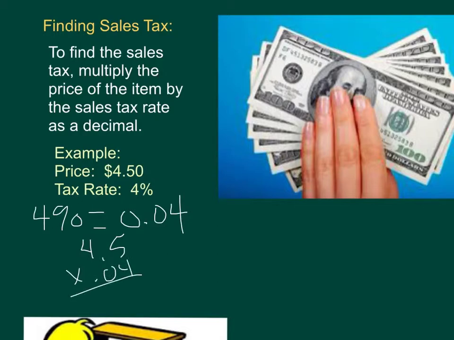When I do this, I get 5 times 4 is 20, carry my 2, 4 times 4 is 16, plus 2 is 18. I notice I have 3 numbers after my decimal total, so therefore in my product I need 3 numbers after my decimal as well. Therefore, I see that my sales tax is 18 cents.